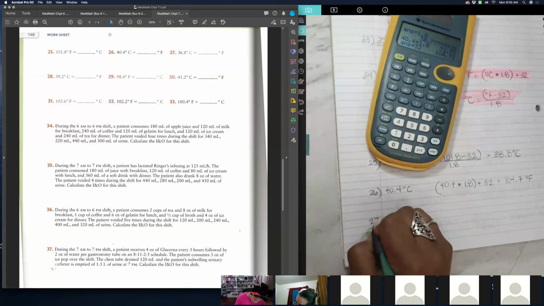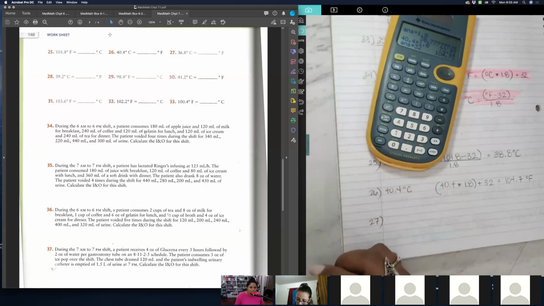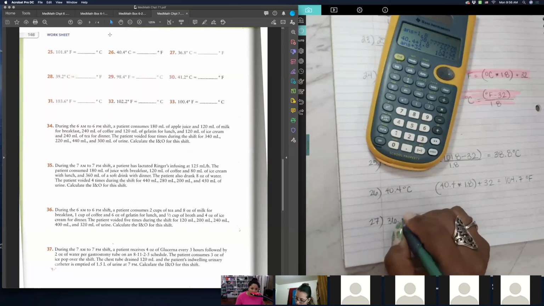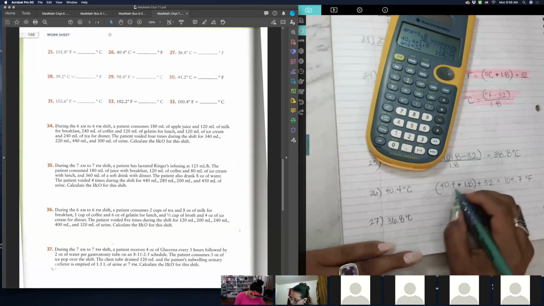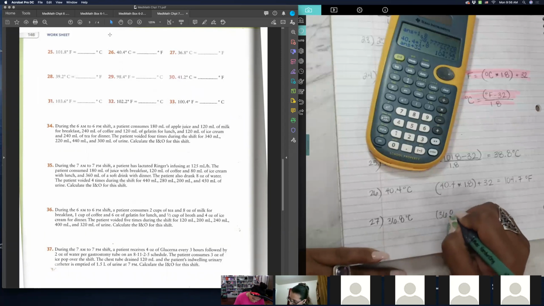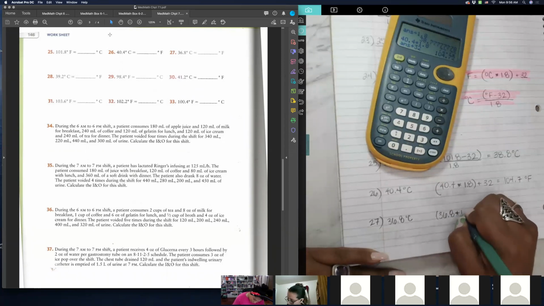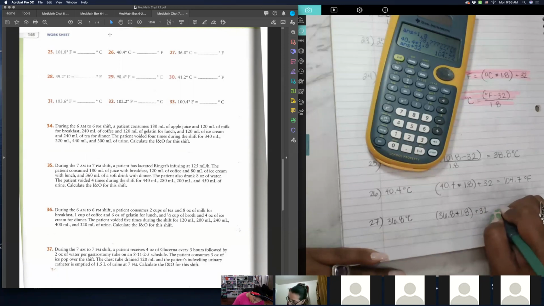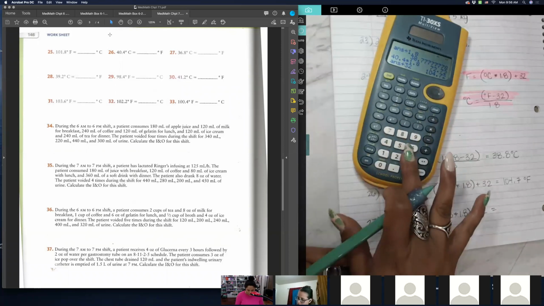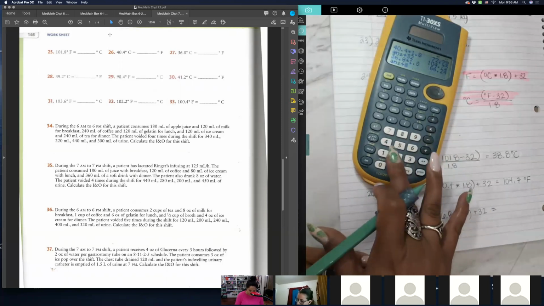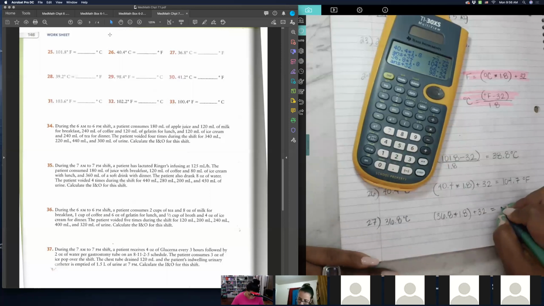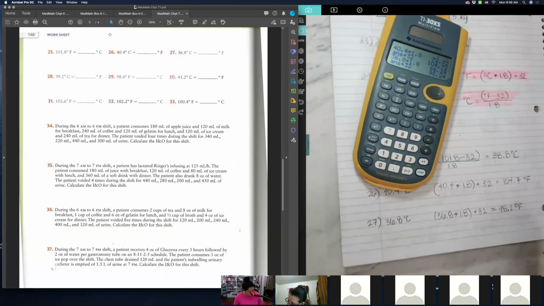All right, then 27, we're taking 36.8 degrees Celsius and converting that to Fahrenheit. So same formula, 36.8 degrees Celsius times 1.8 and then add 32. So 36.8 times 1.8, enter, then add the 32. And that's going to give me 98.2 degrees Fahrenheit.